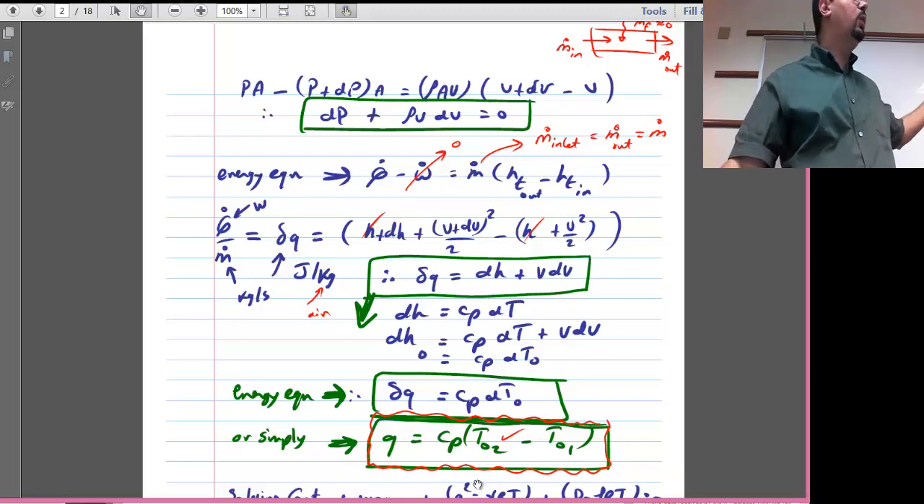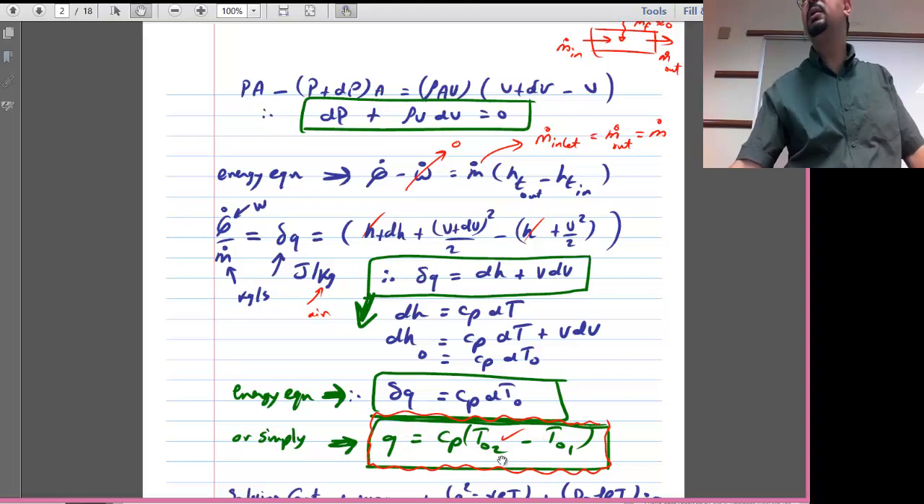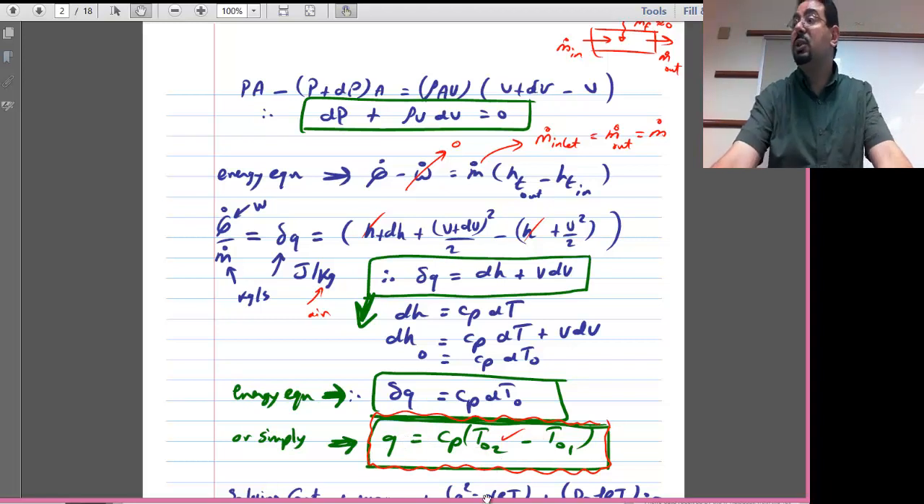That's the reason why things are happening, because of the Q. And it's simply the energy equation, but it's written in terms of total enthalpy. So Cp (T naught 2 minus T naught 1). And if you just multiply the whole thing by m dot, this becomes capital Q, and this becomes m dot (H total 2 minus H total 1). That's the energy equation. It's nothing new.